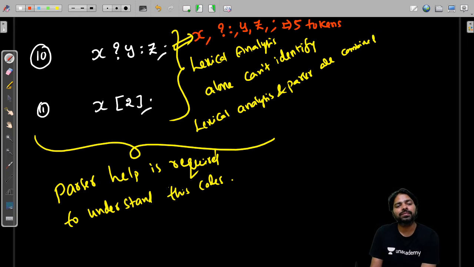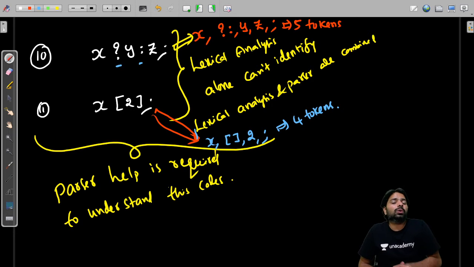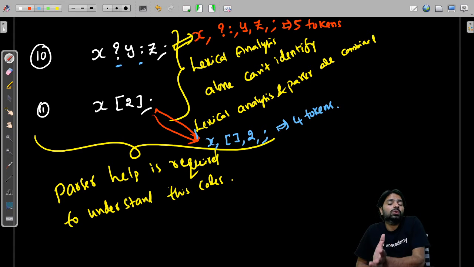This one is also the same situation. X is separate, the slash is separate, 2 is separate, the semicolon is separate. So it looks like you have 4 tokens, but the lexical analyzer alone cannot do the job. Between the question mark and the colon, you can have more than one token. So how do you understand that this question mark belongs to that colon? That is the responsibility of the compiler, and it should know how to compute the number of tokens in such programs. Basically, we don't worry.